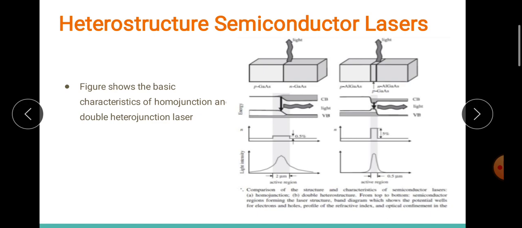And this optical confinement factor indicates what fraction of the photon density is located within the active laser region, and this must approach unity. So this optical confinement factor is just an indicator of how well the photon density or the light density is located within your active region, and this must approach unity. When it approaches unity, it means you have excellent light confinement.